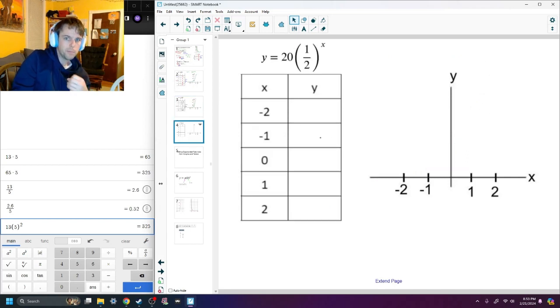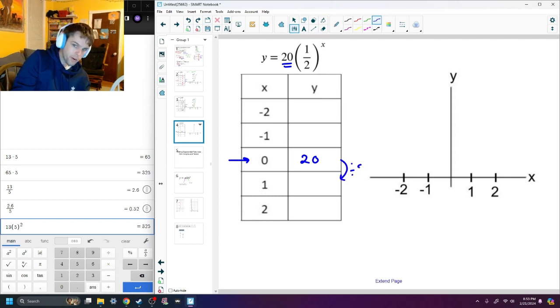All right, last example. Here we have y equals 20 times 1/2 to the x. So again, starting here at 0, that's going to be 20. That's our a value. And we are multiplying by 1/2. Or, if we prefer, dividing by 2, right? Multiplying by 1/2, that's the same thing as dividing by that denominator, dividing by 2. So we get 10. 20 divided by 2 is 10. 10 divided by 2 is 5.